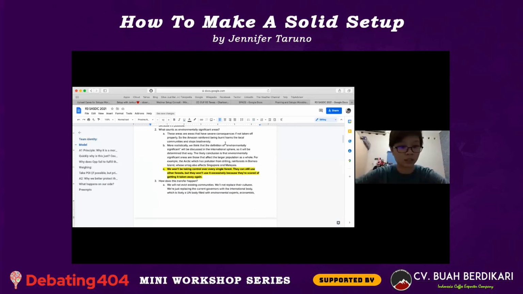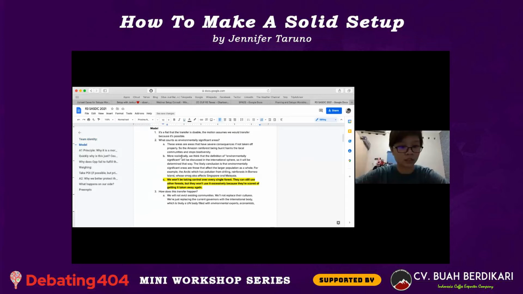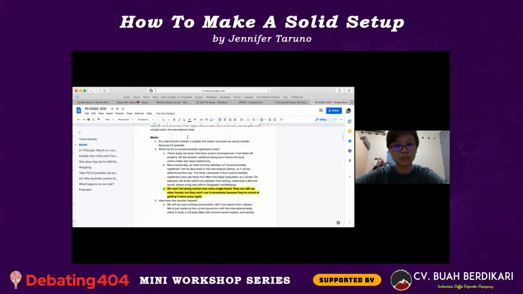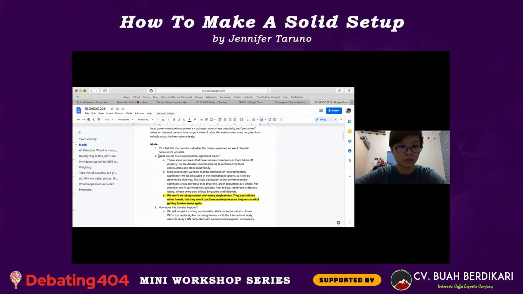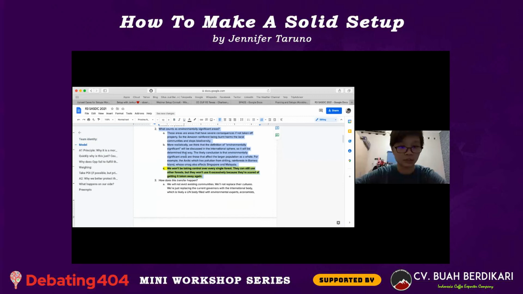And the rest, I just flagged this as a model, but actually it was a combination, I feel, of many of the things I mentioned earlier. So this one is just defining the burden, saying that we can assume this will pass, like the transfer of that environmentally significant area is possible. And this was our definition, what counts as environmentally significant areas. So I just described it in these 3 points. And then this was the proposal that I tried to make, which is how the transfer will happen. And so this one is quite obvious. I won't be reading it for you guys.